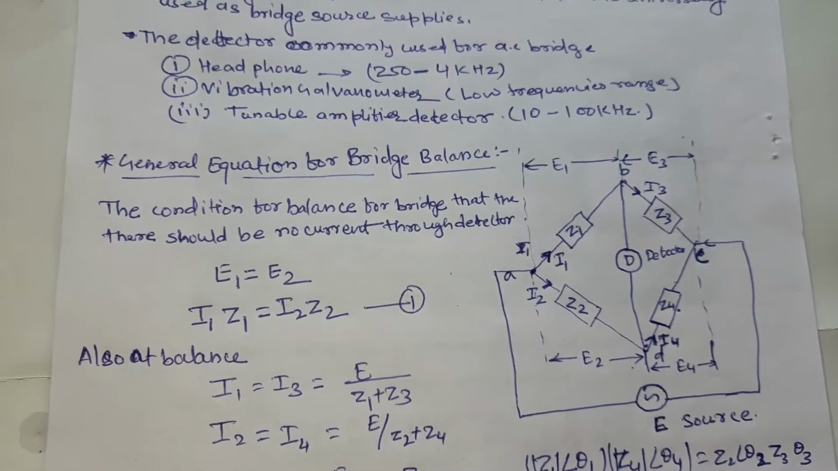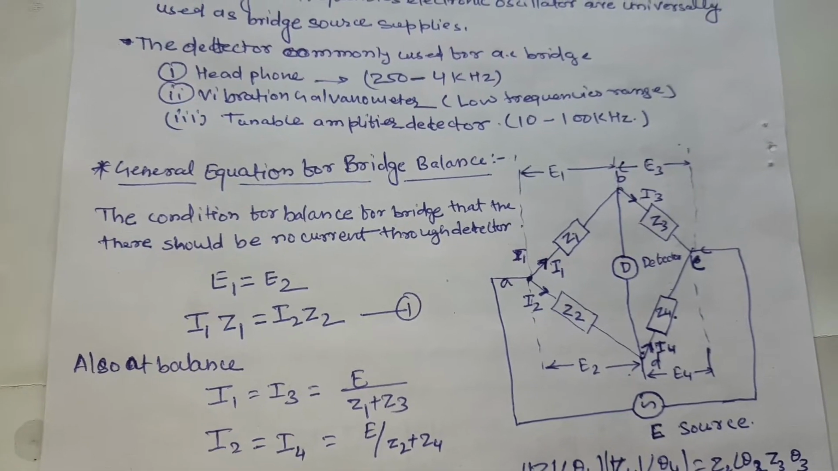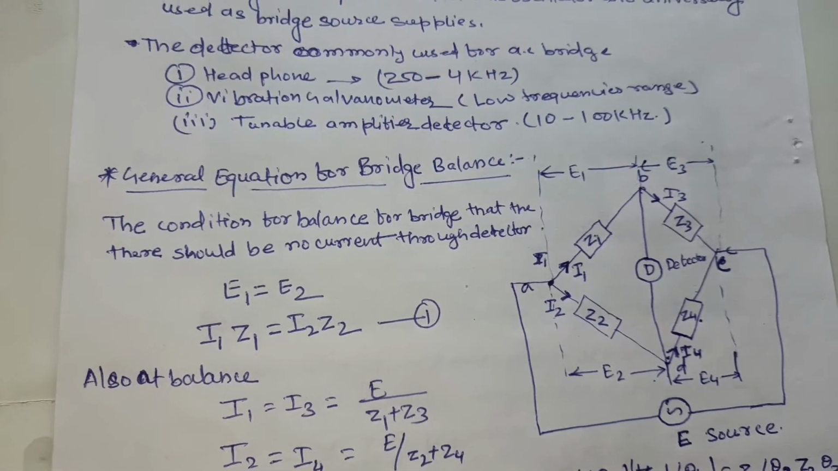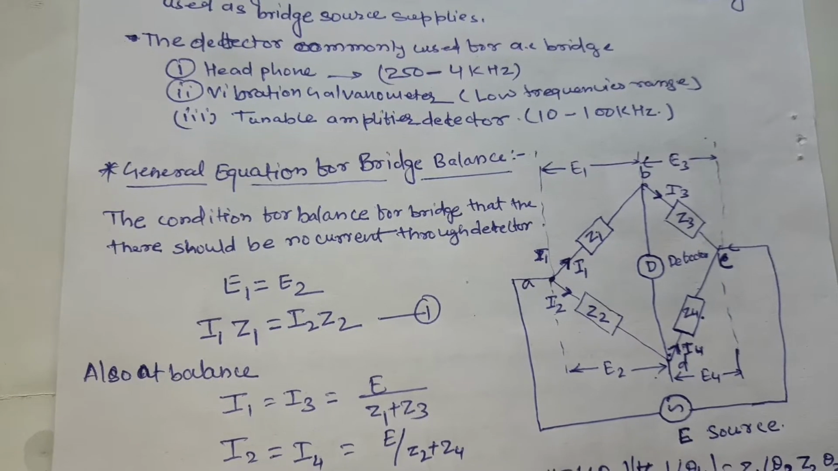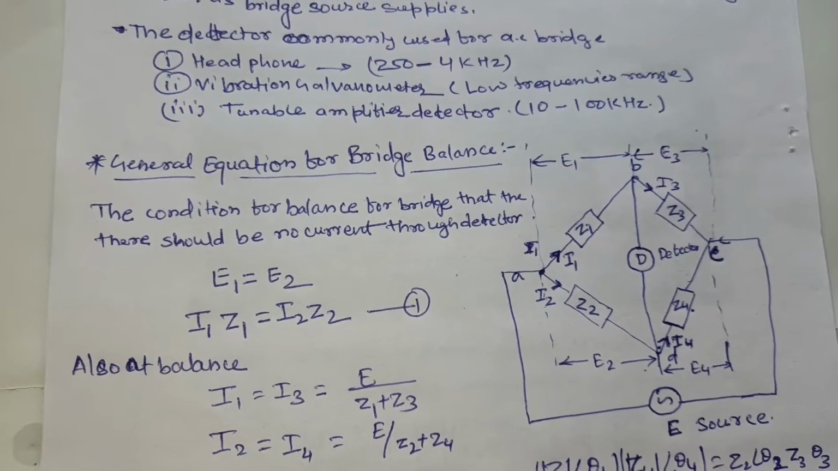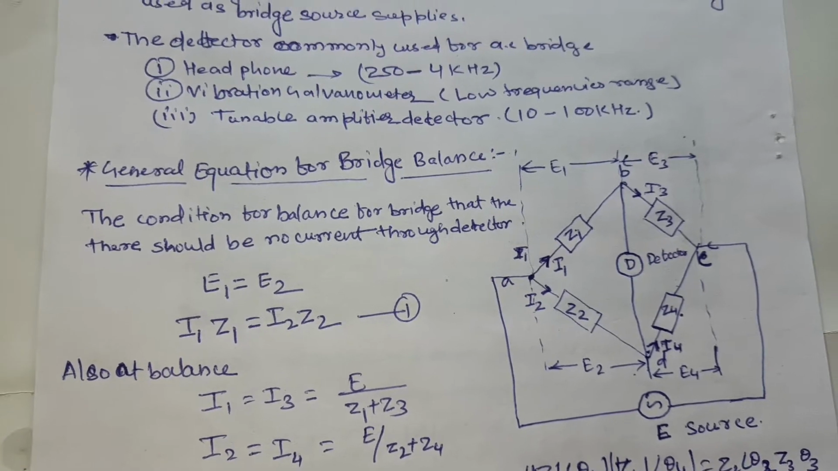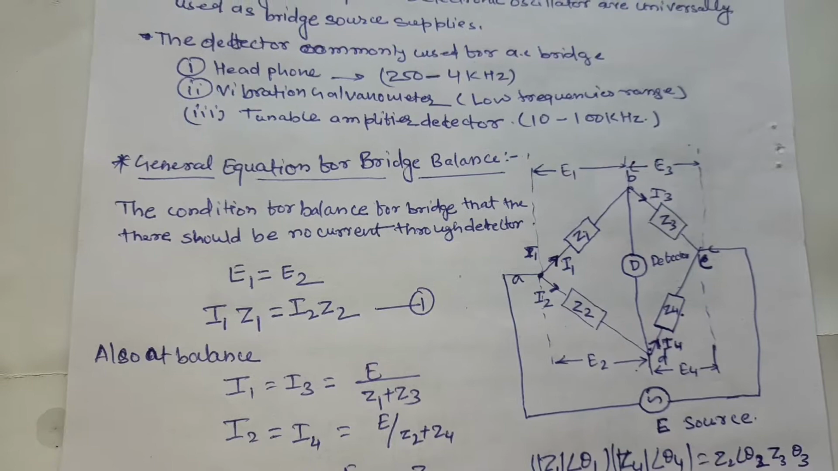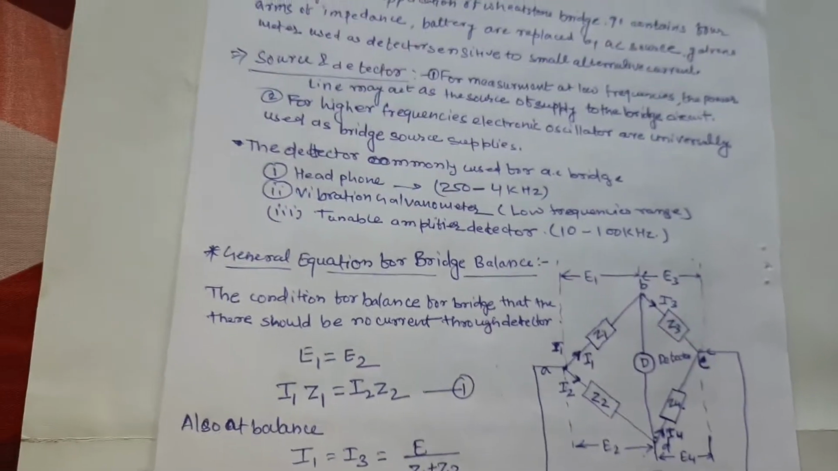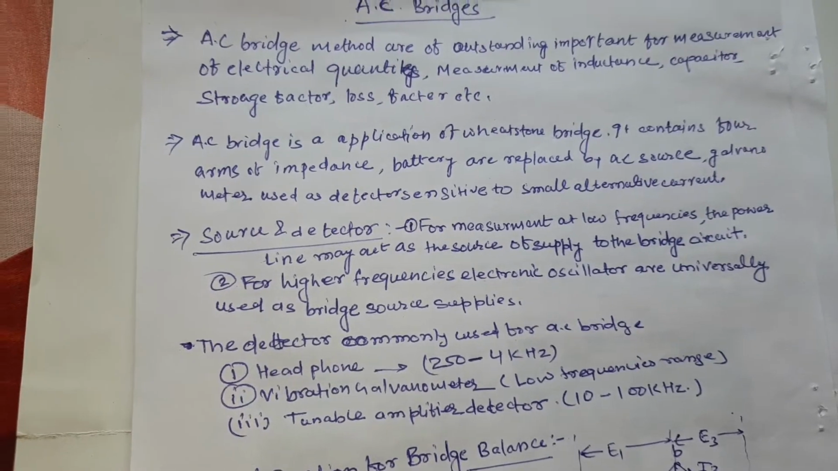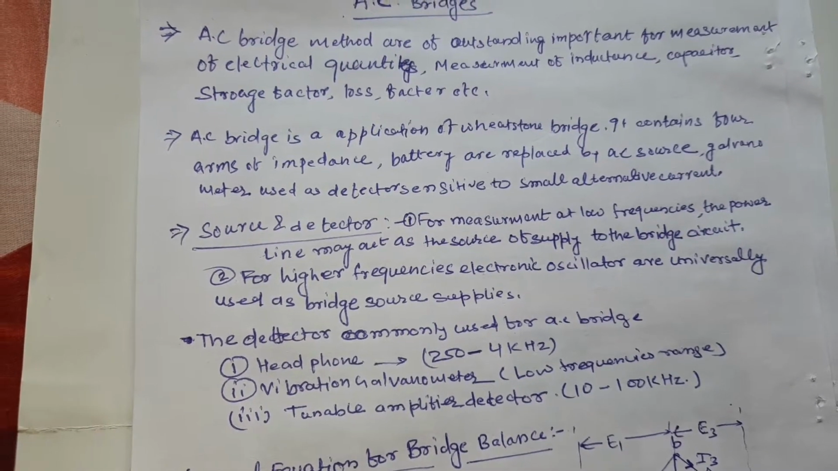Z1, Z2, Z3, Z4 are the 4 arms of the bridge. D is the detector, used to find out the null point in the bridge, and the DC source is replaced by the AC source. So what are the characteristics of the source and detector?